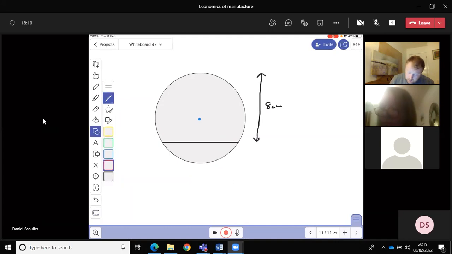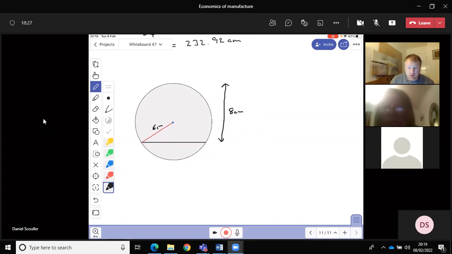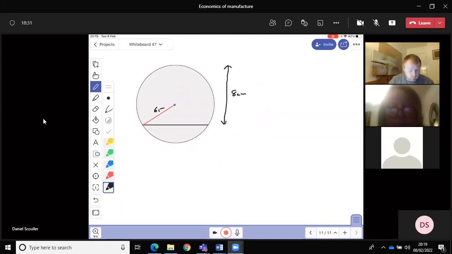And it could give you the radius: 6 centimeters. So that's the entirety of the information that you get given in that question. I'm not going to give you a story this time, just so we save time, but there'll be a nice story behind that, a pipe of water or whatever it may be.